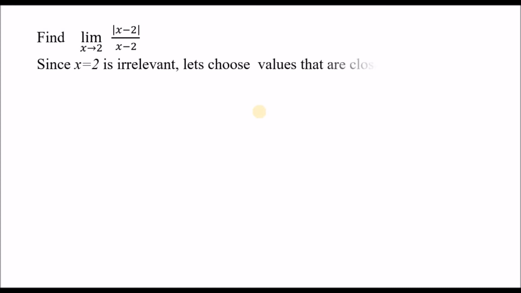Here's another example. Find the limit as x approaches 2 of the function absolute value of x minus 2 over x minus 2. Again, I'm going to make a table of values. And since the value of the function at x equal to 2 is irrelevant, as you notice here, it's undefined, I'm going to choose values that are close to 2.